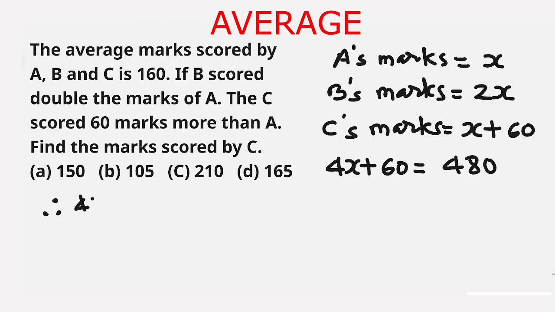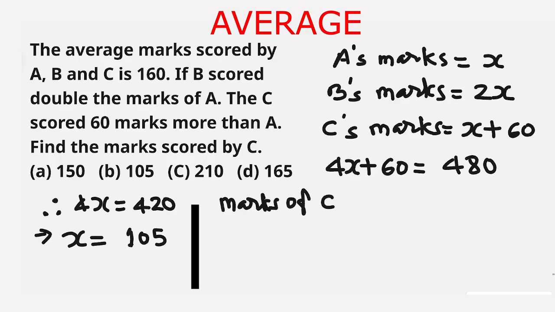Therefore, 4X equal to 480 minus 60 is 420. This gives X equal to 420 divided by 4 is 105. These are the marks of A, and marks of C is equal to marks of A, which is 105, plus 60 is equal to 165 marks.